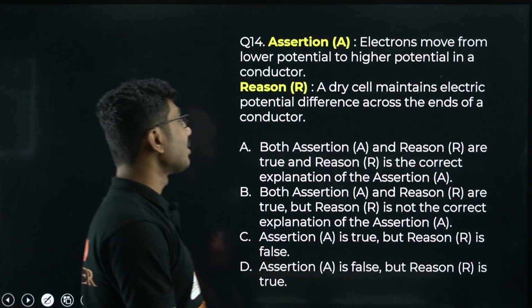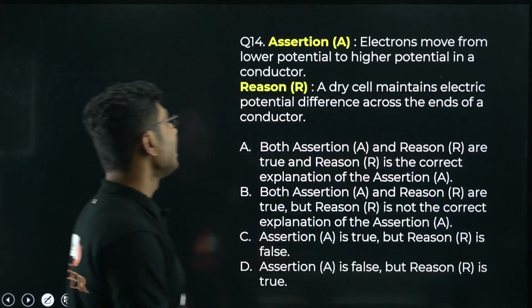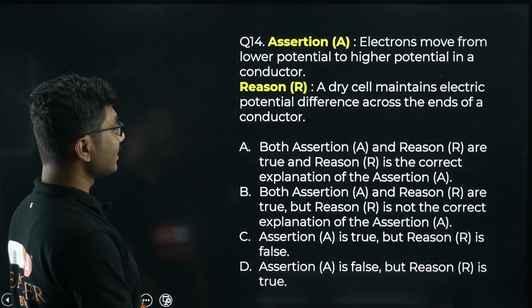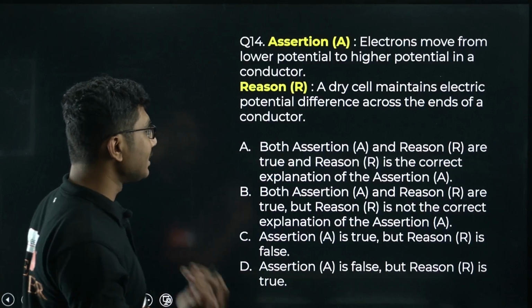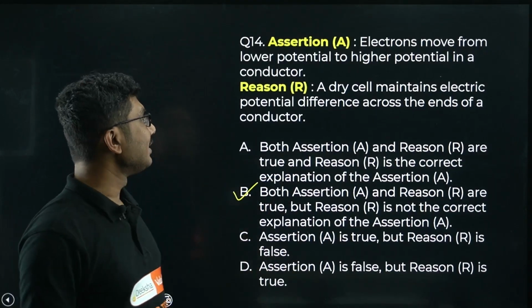But that is not the explanation for why electrons move from lower potential to higher potential. So the reason and assertion are both correct, but the reason is not the correct explanation for the assertion. So the answer is option B in this case.